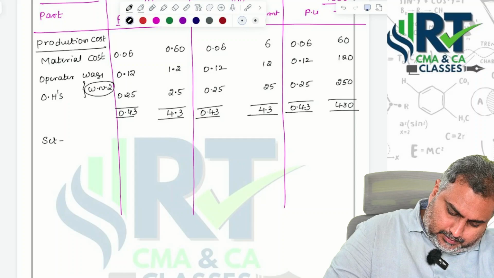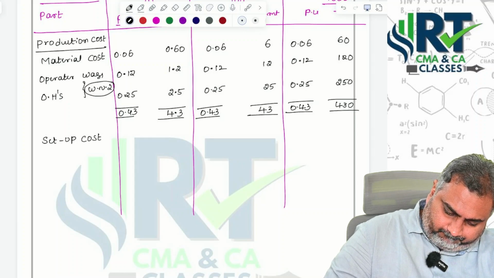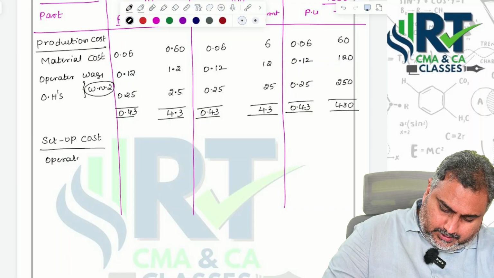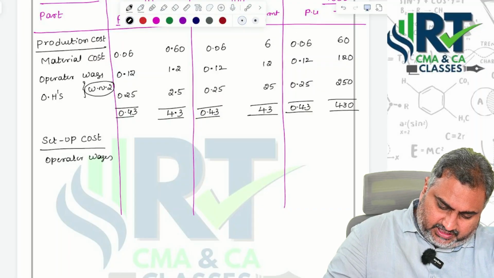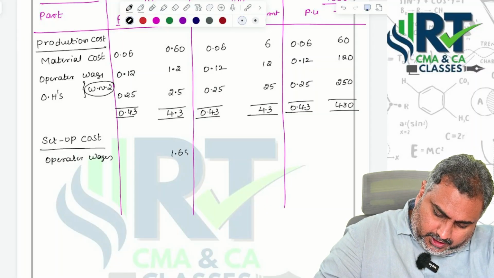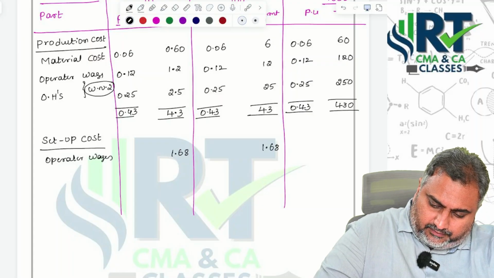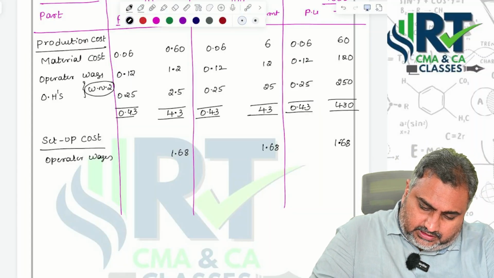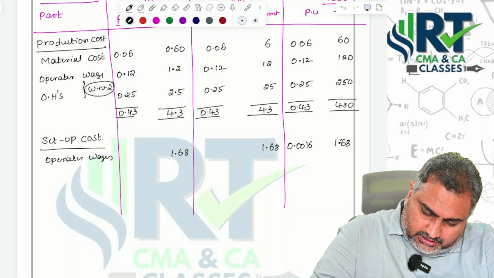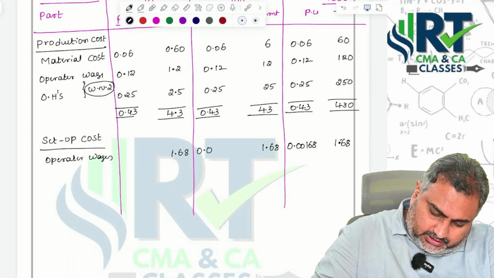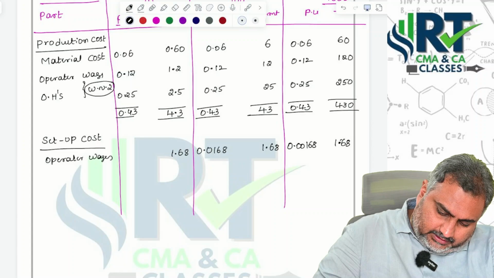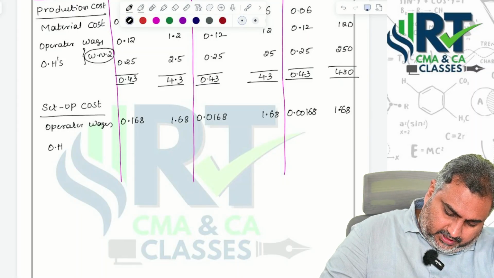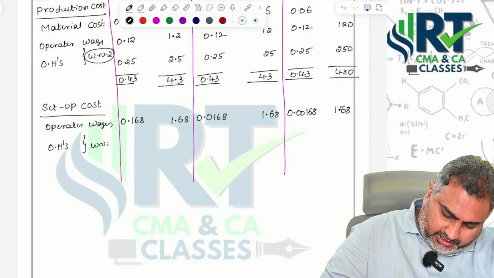Then setup cost, under that operator wages 1.68 irrespective of the components, because setup cost is fixed. So divided by 1000, 0.00168, 0.0168, 0.168. Then overheads both belong to working note 1.